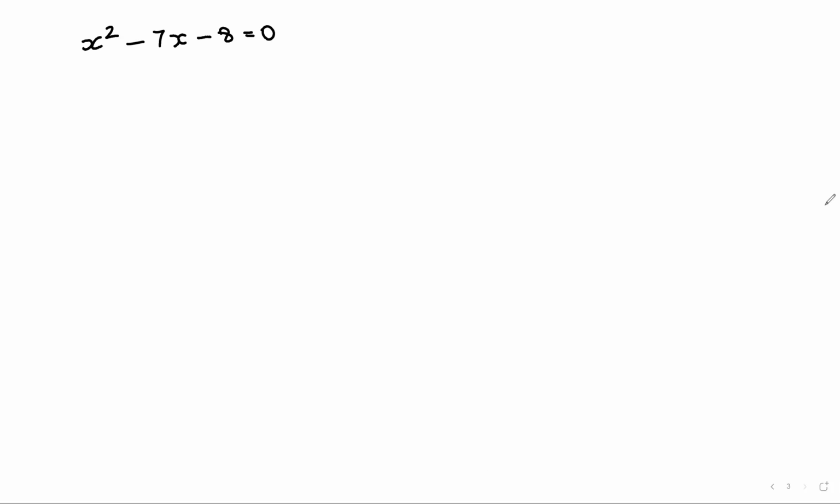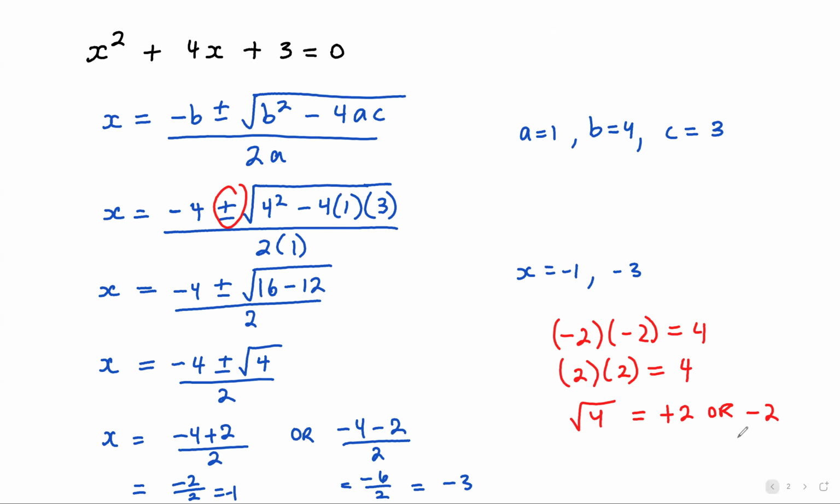Oh no, sorry. I want you to tell me what A, B, and C are. A is 1, B is negative 7, and AC would be negative 8. Hold on, we're not factorizing. We're going to use the formula, the quadratic formula that we just looked at.